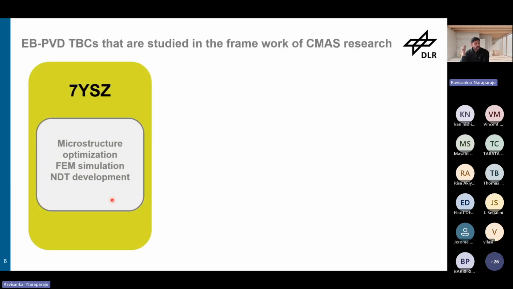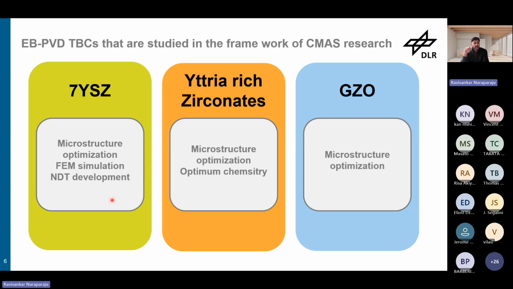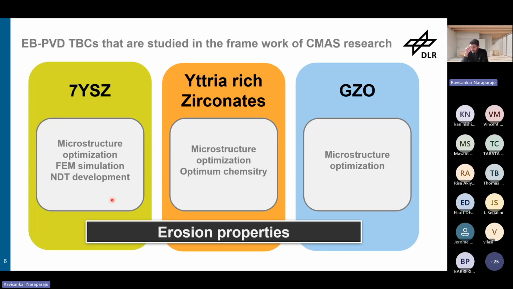Now, we have studied several systems, but I'm going to concentrate on very few here: 7-YSZ, yttria-rich zirconates, gadolinium zirconate, and EB-PVD. Most of the time we worked on microstructural optimization, and we have also tried some simulation and developed non-destructive techniques, to see whether it is easy to get some data for modeling. We need a lot of data, and non-destructive techniques would be useful to give us some. Also, CMAS can work in the corrosion-erosion regime, and we would like to understand the erosion properties. I'm going to show you one or two results on that aspect as well.